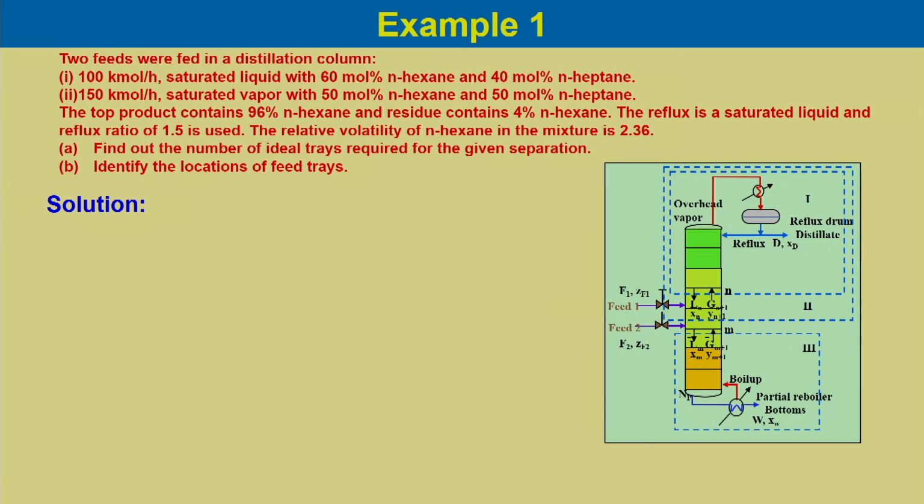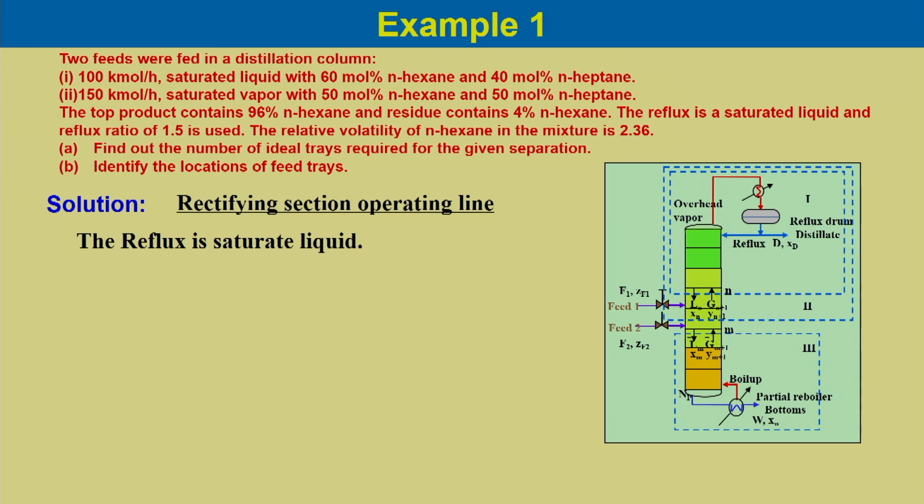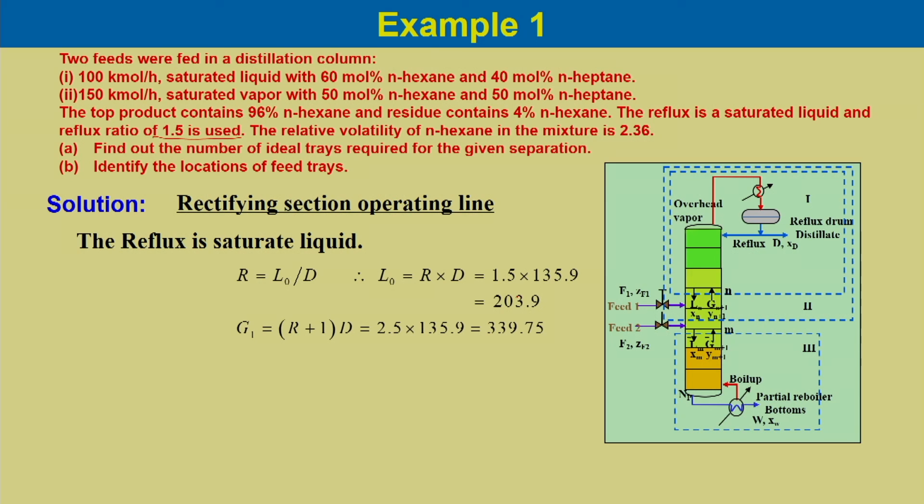So, now we can find the rectifying section operating line. The reflux is a saturated liquid. So, R would be L naught by D, which means L naught would be equal to R into D. The reflux ratio is 1.5, which is given over here. So, if we put 1.5 into the distillate, 135.9, L naught would be equal to 203.9.